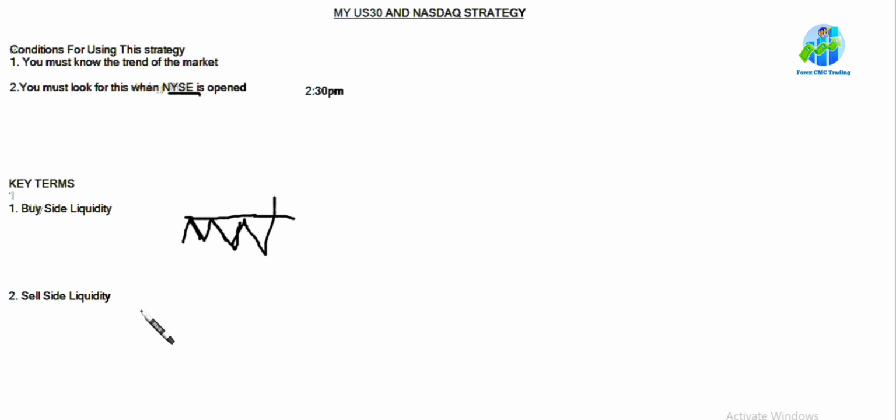So let's just quickly capture that. For the purpose of definition or clarity, a sell side liquidity is the liquidity that is generated by buyers with the intention to be taken by sellers, right?